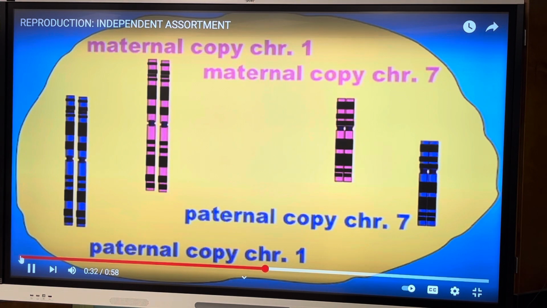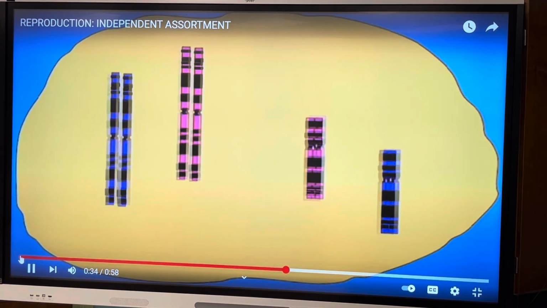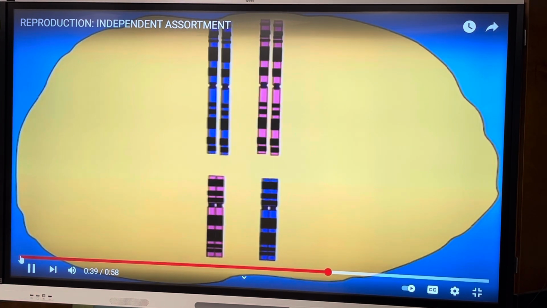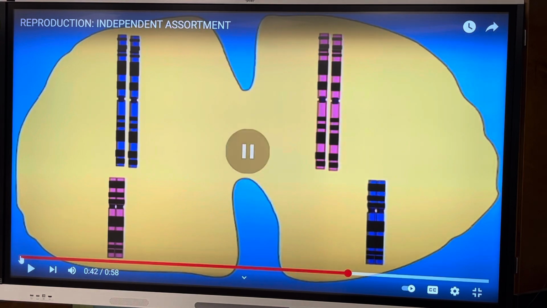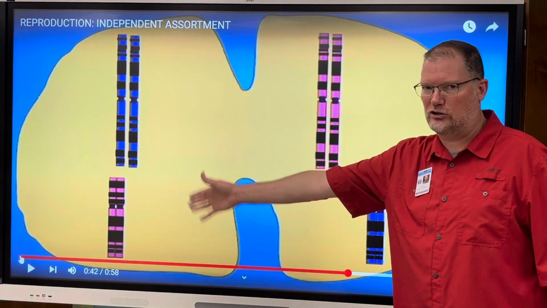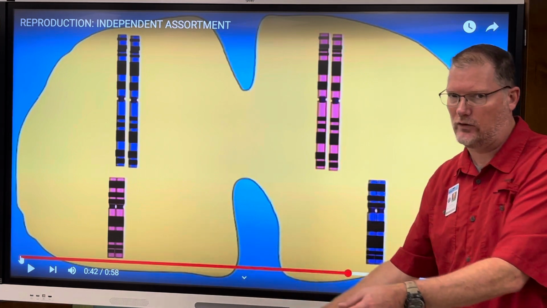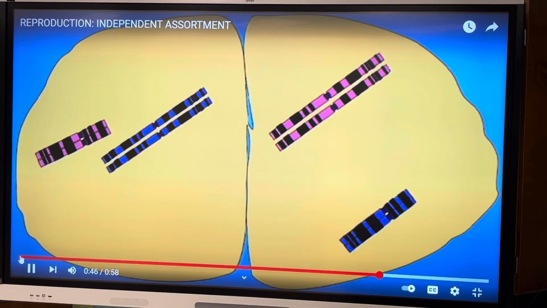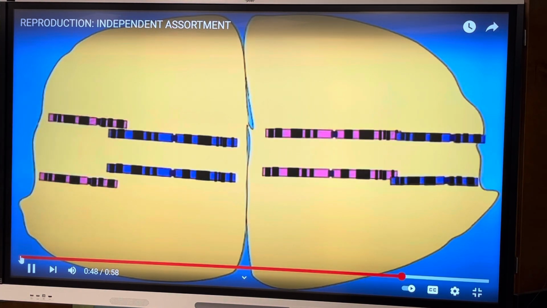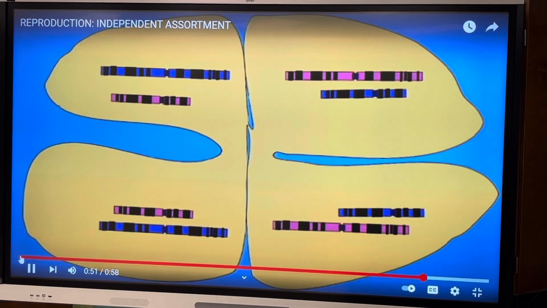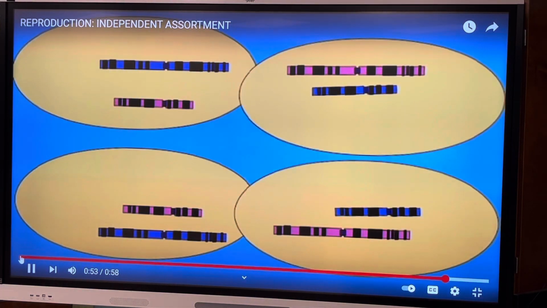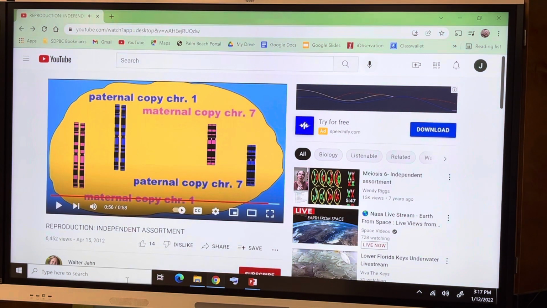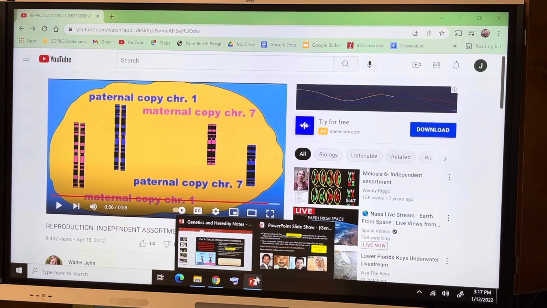Because the chromosomes are assorting independently, it is also possible for a gamete to receive the maternal copy of chromosome 1 and the paternal copy of chromosome 7. You see, so now you've got blue and pink on each side rather than blue on one side and pink on the other. Or the paternal copy of chromosome 1 and the maternal copy of chromosome 7. Our chromosomes assort independently. Chromosomes from one parent do not hang out in a group, always going to the same gametes. All right. So that is independent assortment.